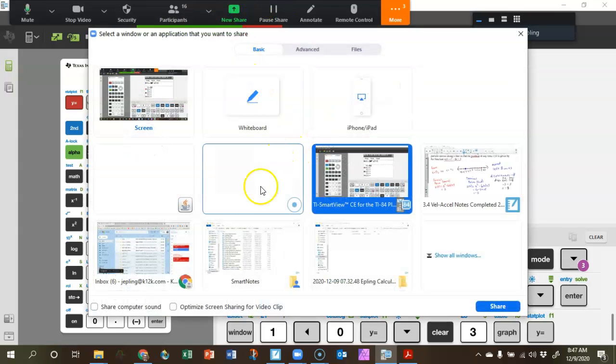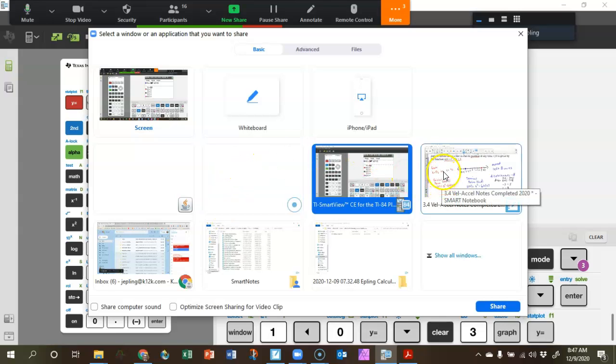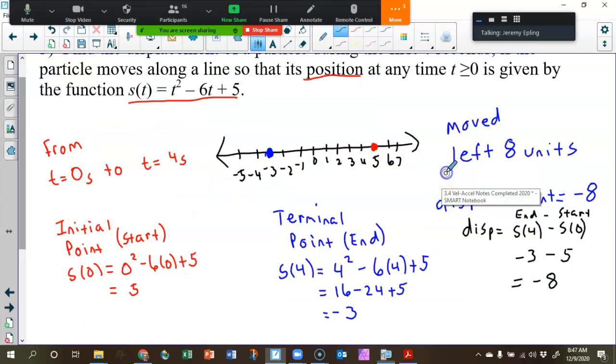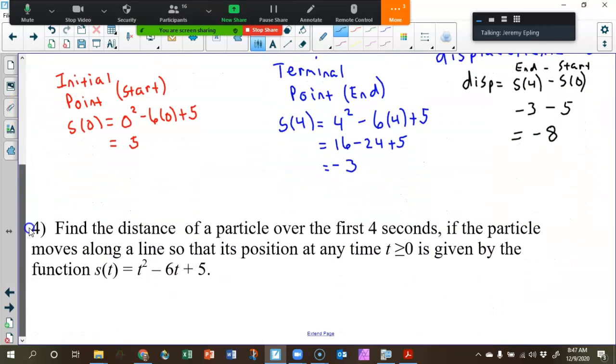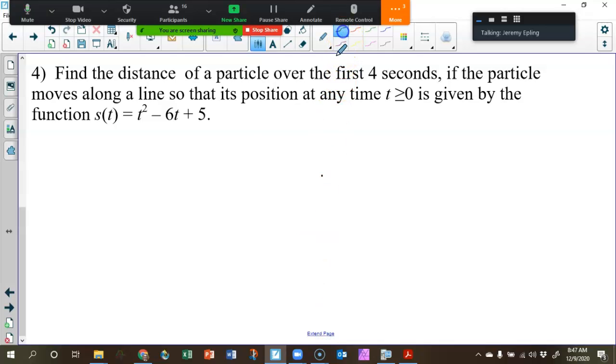And that helps us a little bit with part number 4 that you worked on. In number 4, we're finding the distance of our particle over the first 4 seconds. So on our number line, we've still started in the same place. We still started out here at 5. We still ended out here at -3. That hasn't changed.